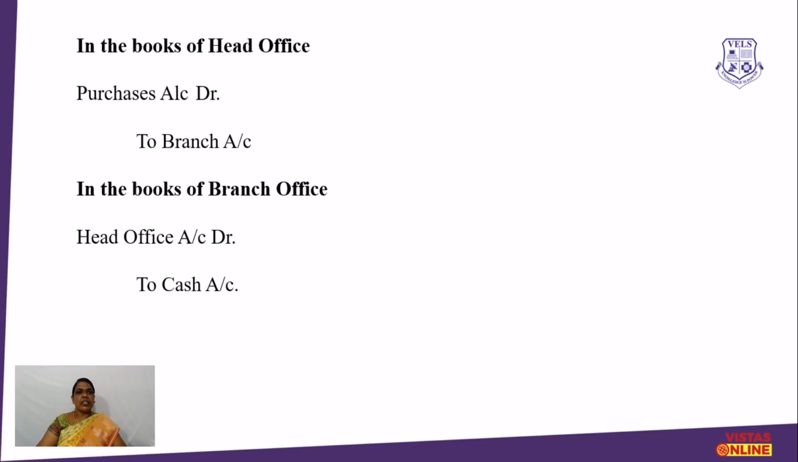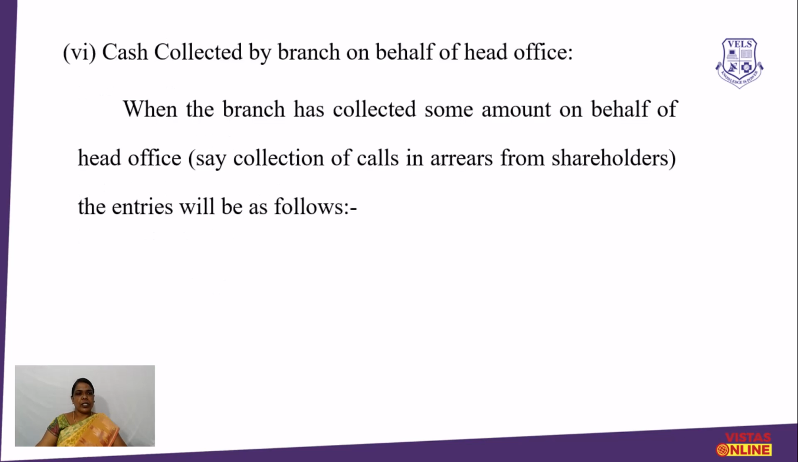We can see the journal entry. In the books of head office, what is the journal entry? Purchase account debtor to branch account. But in the case of branch office books, what is the journal entry? Head office account debtor to cash account.